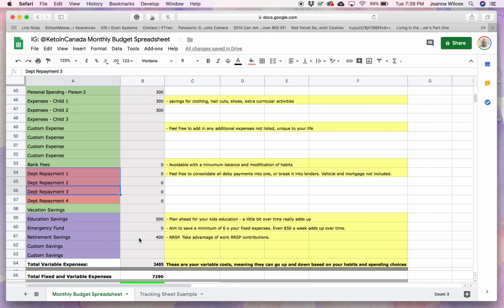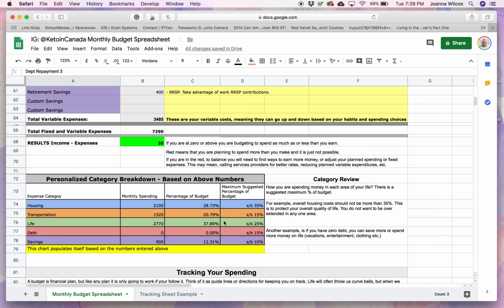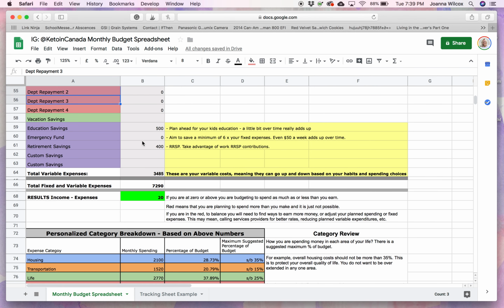Okay, we're reset except for the money. So what you're going to see here as you scroll down is your personalized category breakdown. There is a suggested percentage of your budget that should go towards housing, transportation, your life, debt repayment, and then savings. This chart is going to populate itself based on all the information you entered up below.